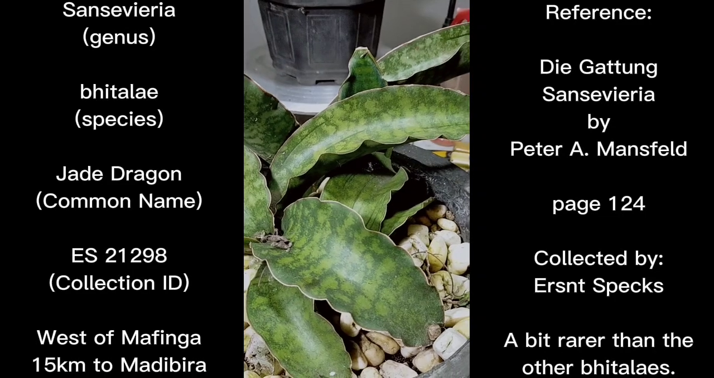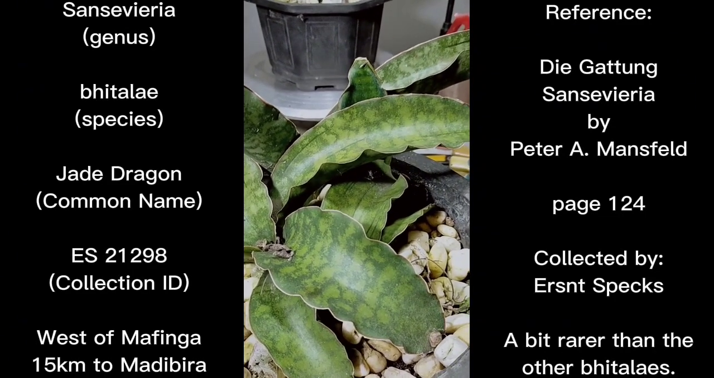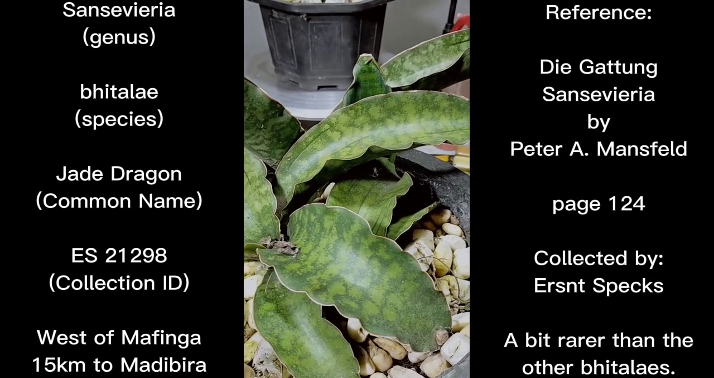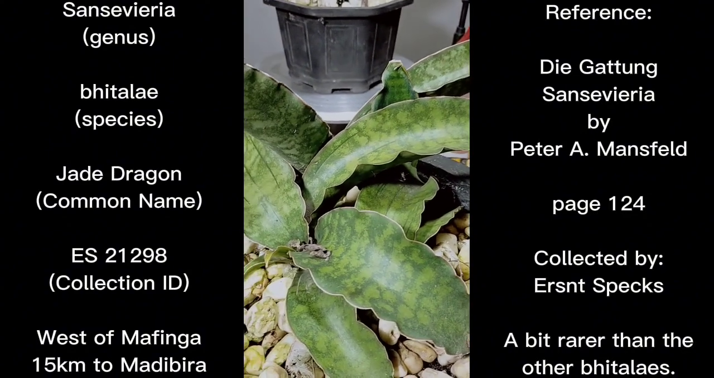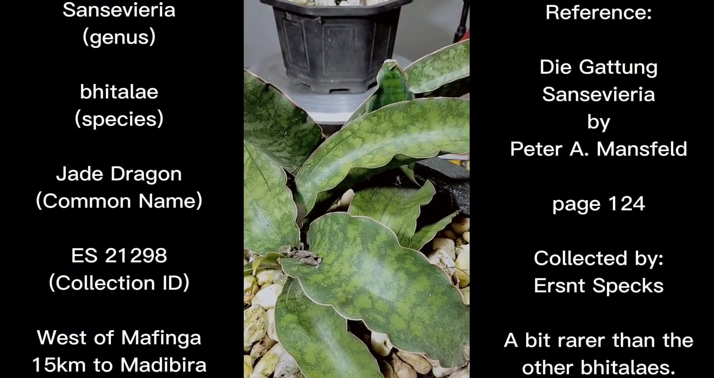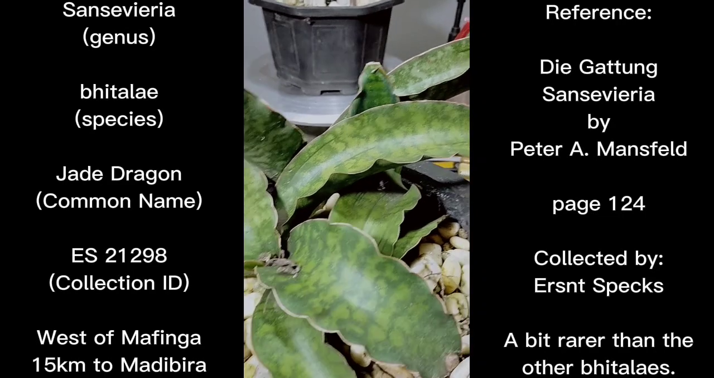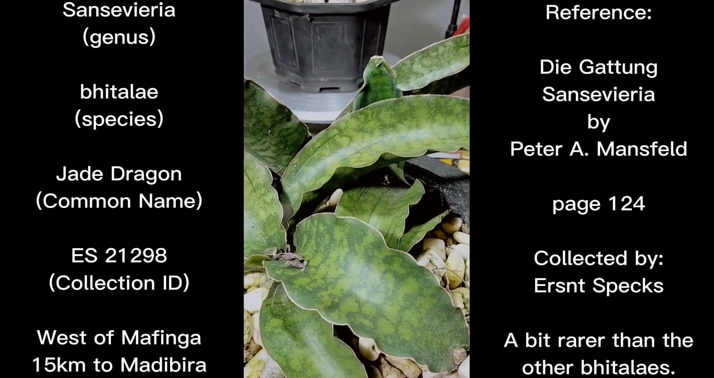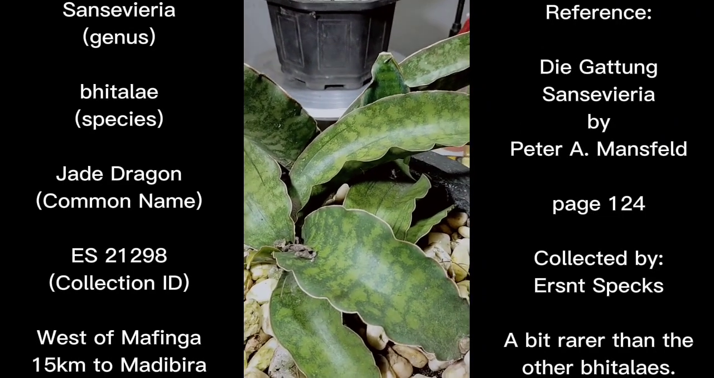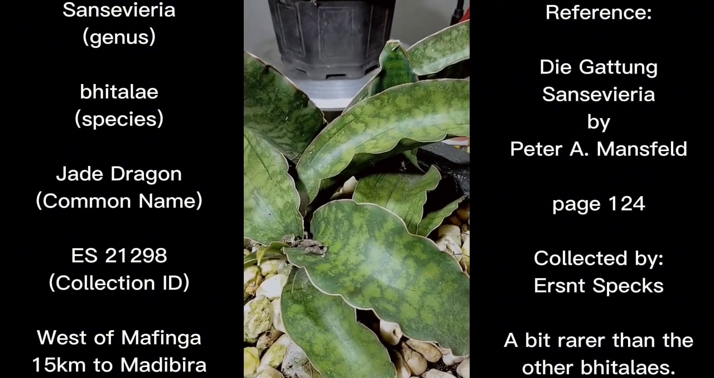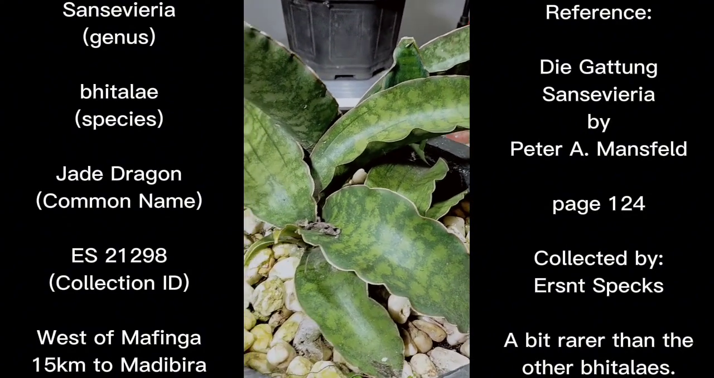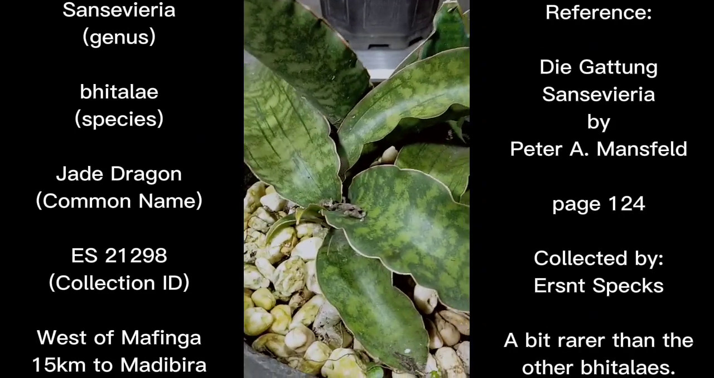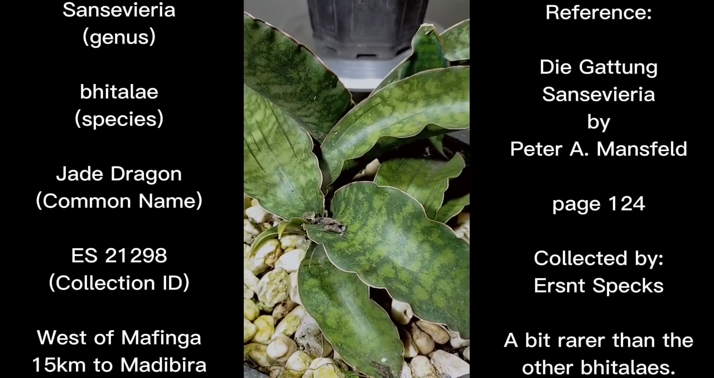We have uploaded a lot of species so far, and I lost count. In fact, that is why I have designated playlists for them, according to which species they belong to, so that people can easily find them, or I can easily find them if I need some reference. Going back though, we will be discussing the Jade Dragon or ES21298.